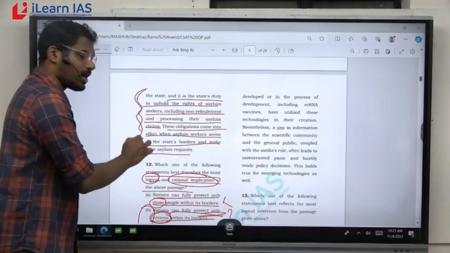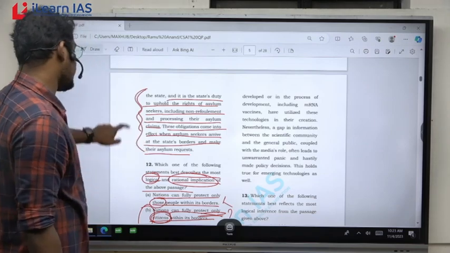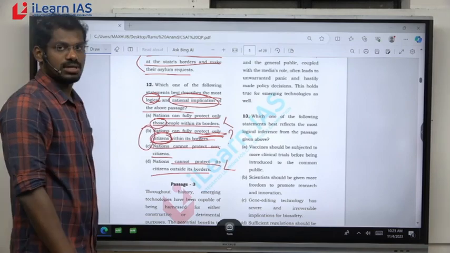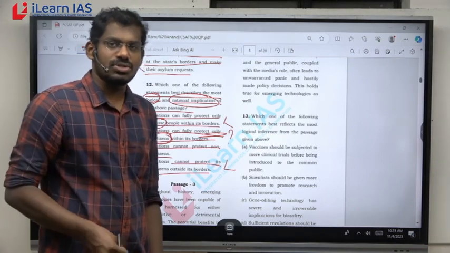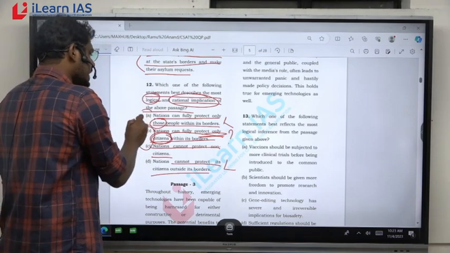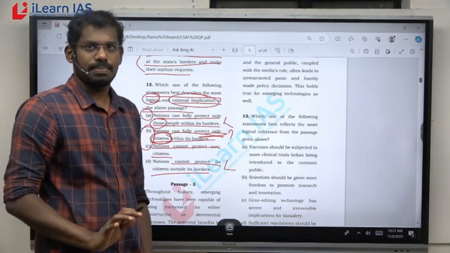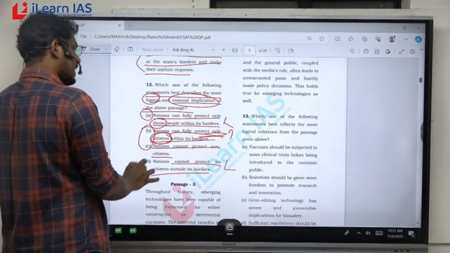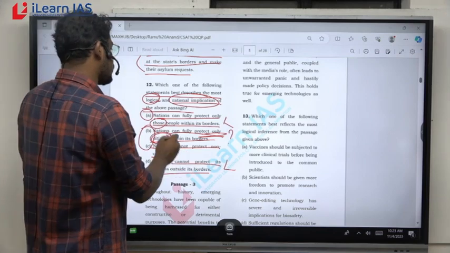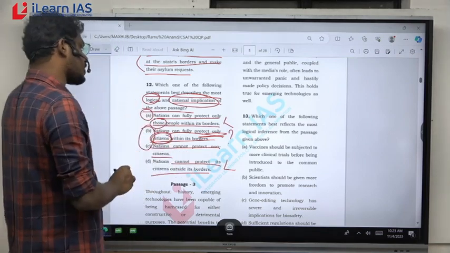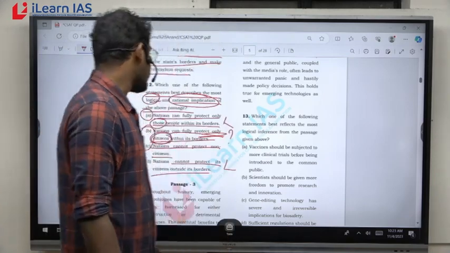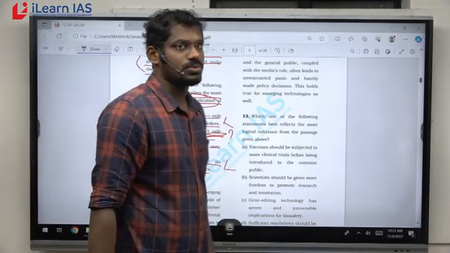So this last part of the passage makes it clear that a nation can fully protect only those people within its borders, because even if it is a refugee, it is the responsibility of the state to protect them. Clear? Hence, we can say that the most logical and rational implication of the passage is nations can fully protect only those people within its borders, not beyond its borders. Okay, so the answer for question number 12 is option A.